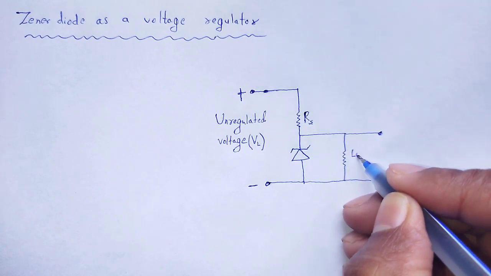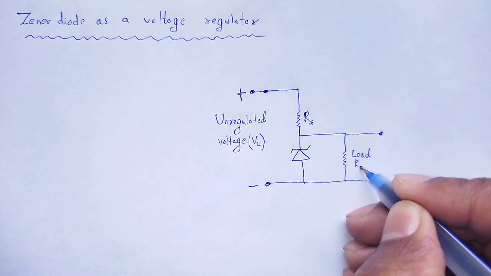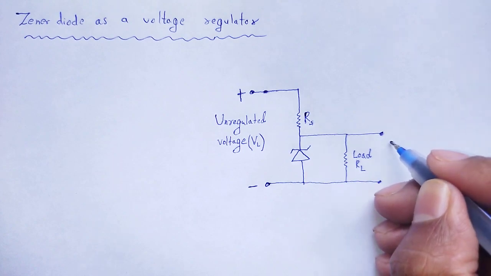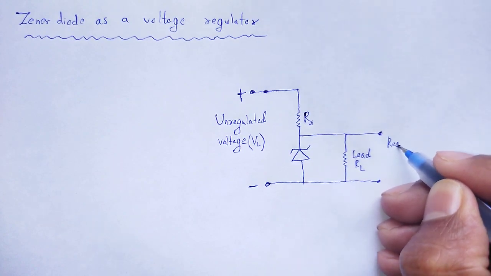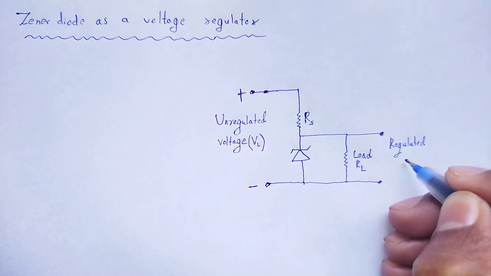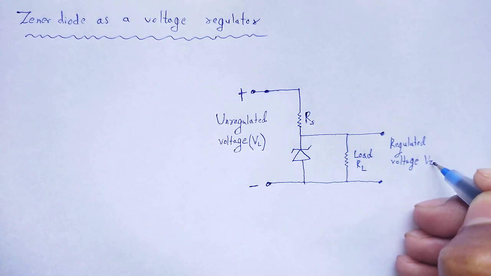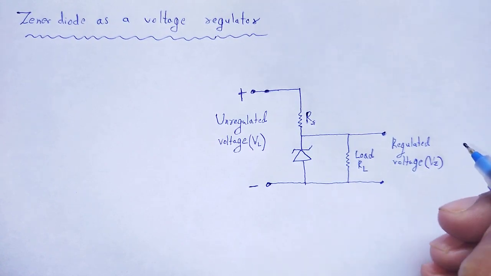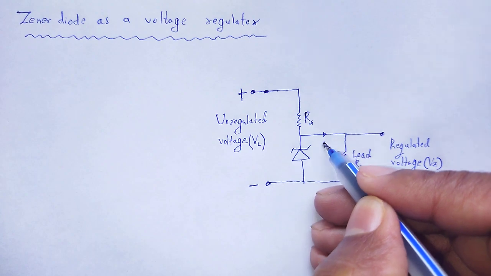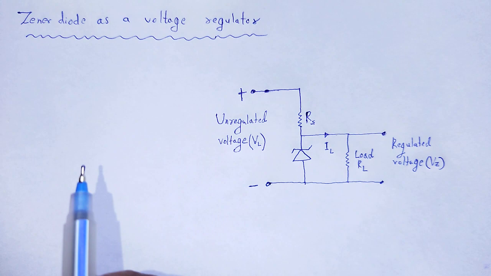Here is the load resistance RL. At the output we obtain the regulated voltage VZ. Now, the load current. Two situations we obtain.